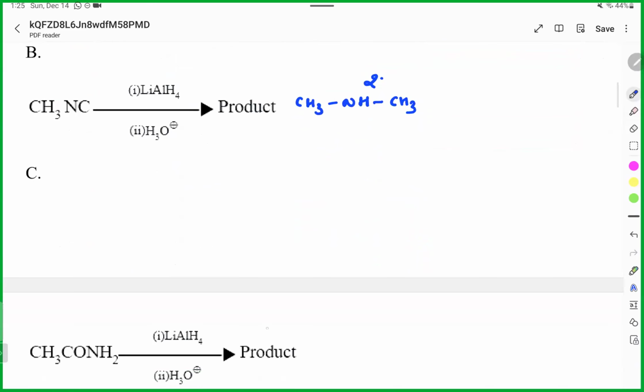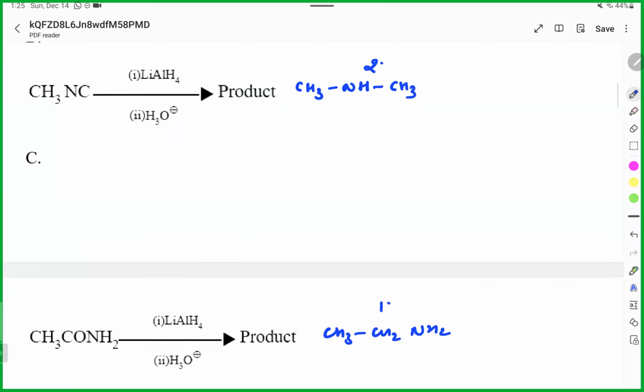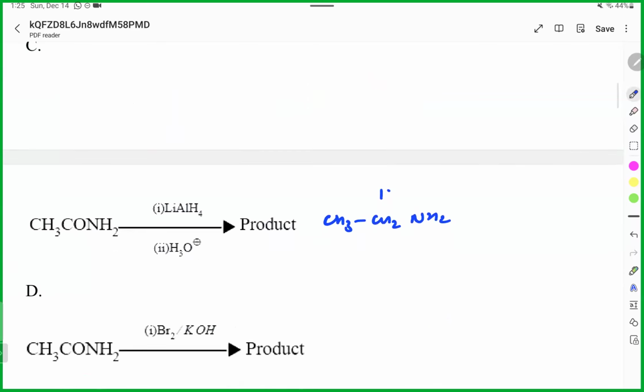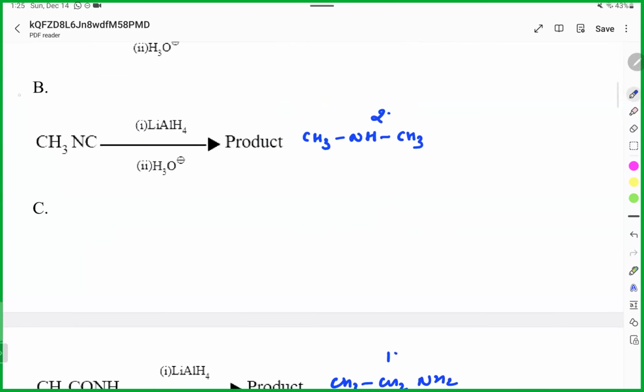Third, same, if you take this, CH3CH2NH2, primary amine. You already know the answer, but still we want to do all. Hofmann bromamide degradation reaction gives primary amine. So the answer will be this, which does not give primary amine.